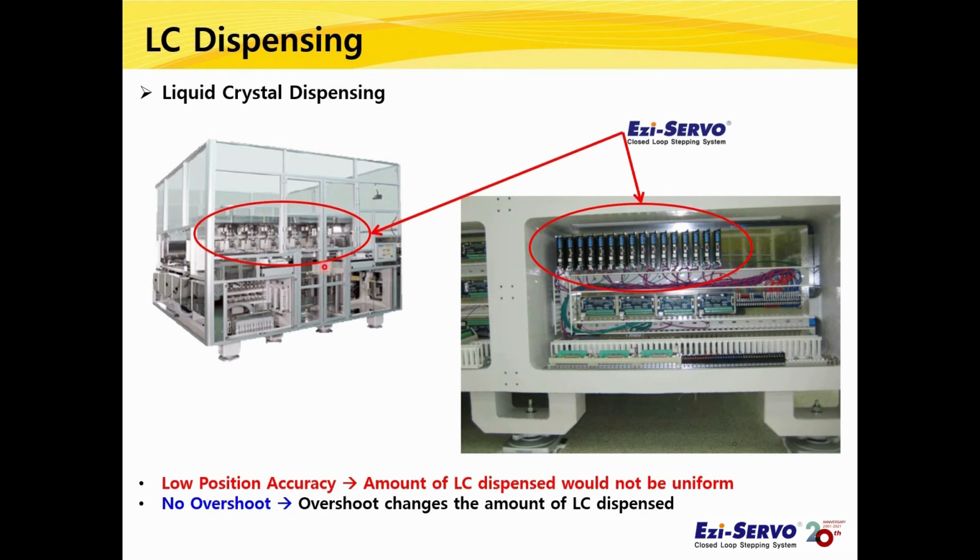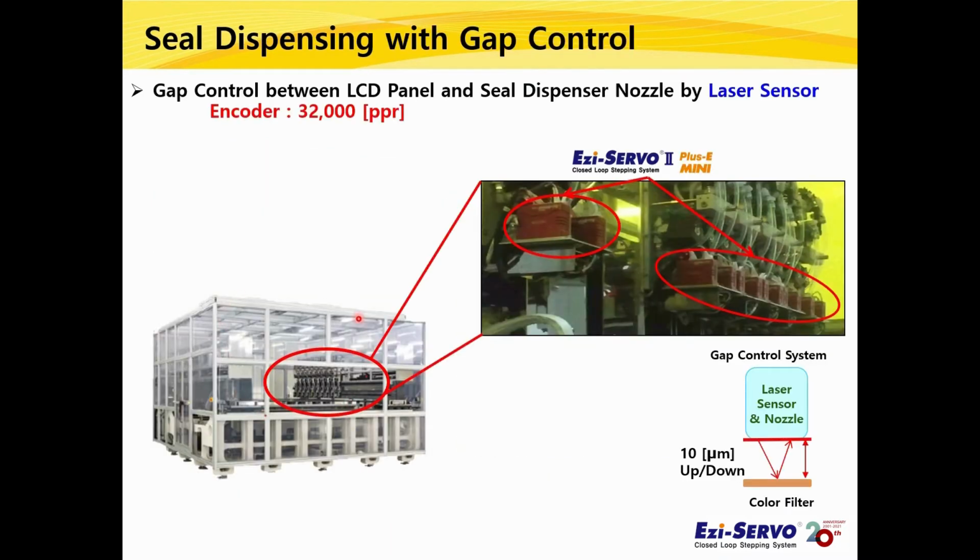This is the actual liquid crystal dispensing machine. It took a year to get the opportunity to test the Ezi-SERVO. But after the engineers actually tested the Ezi-SERVO, the AC servo on the entire machine could be replaced with the Ezi-SERVO at once. I explained earlier that the glue must be applied to the color filter regularly. In this case, it is necessary to use a laser sensor to control the gap between the panel and the dispensing to be constant.